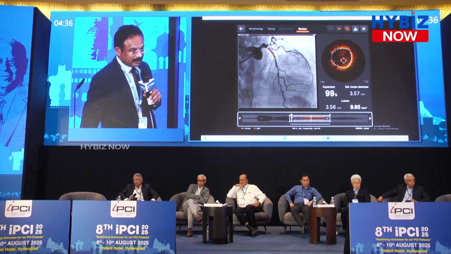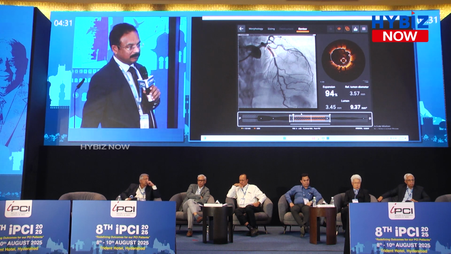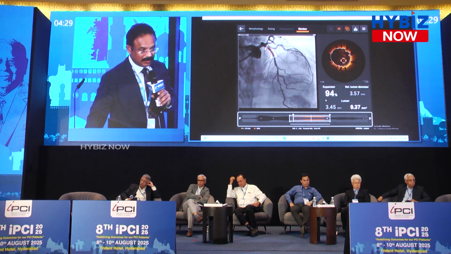So at this point, we thought it's better to post-dilate again with a 3.5 millimeter balloon at the mid part where there is maximum under expansion.